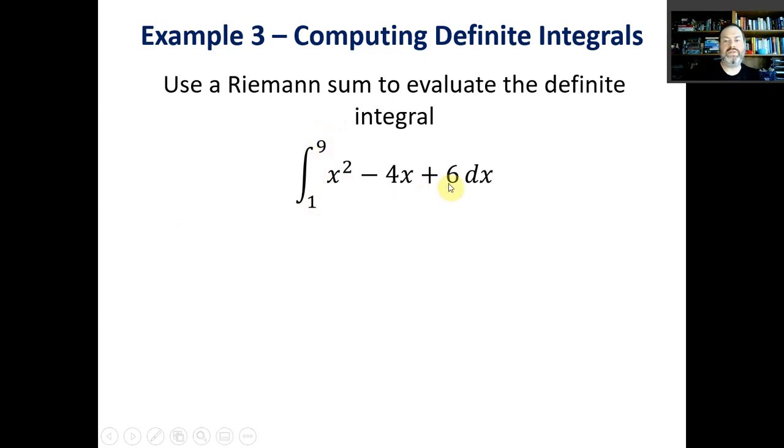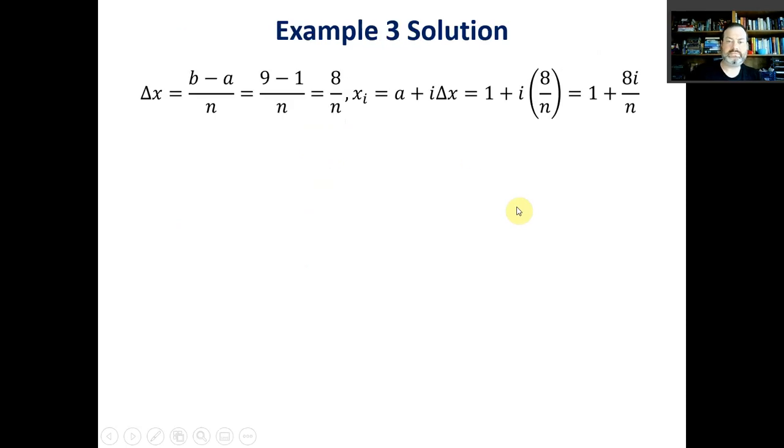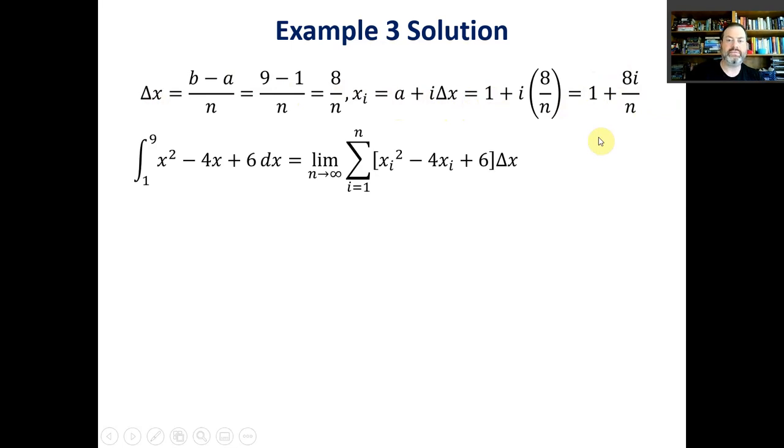And then we just rewrite this with xi's. And this becomes delta x, right? All right, so b minus a over n, 9 minus 1 over n, so it's 8 over n. Now we need to figure out what our xi's are. Well, that's a plus i delta x. We just found delta x over here. And you simplify everything, you get 1 plus 8i over n.